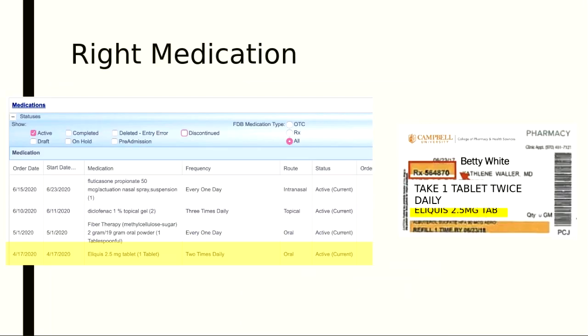Right medication. So we just want to make sure that the medication order that we have, or even the MAR, and here we've highlighted Eliquis, matches the medication that pulled out of the cart to dispense to the patient. And in fact, this medication is Eliquis as well.